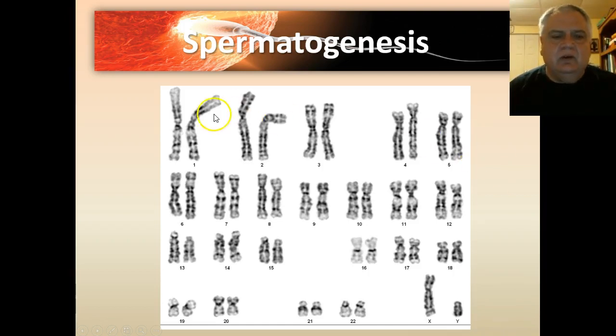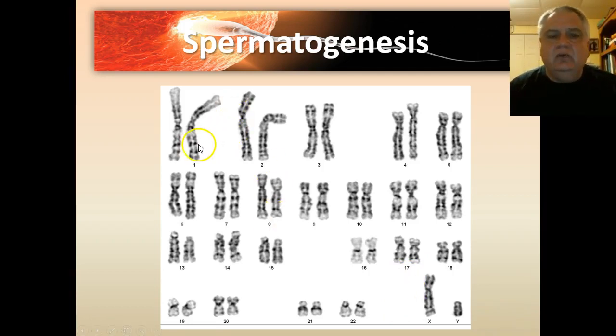For that reason, these first 22 pairs of chromosomes are called the autosomes, because they're the same whether you're a male or a female. And this last pair are called the sex chromosomes.